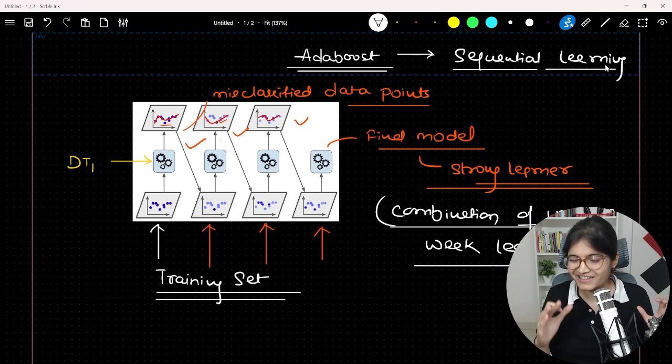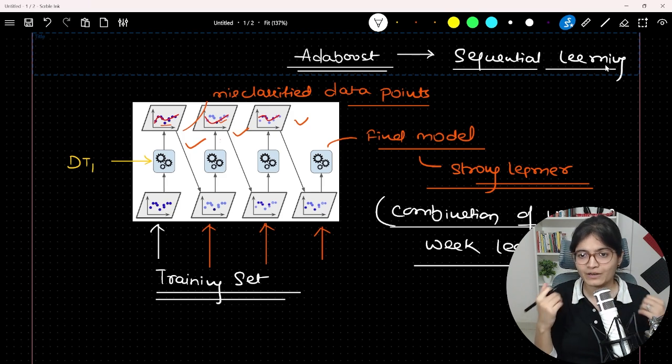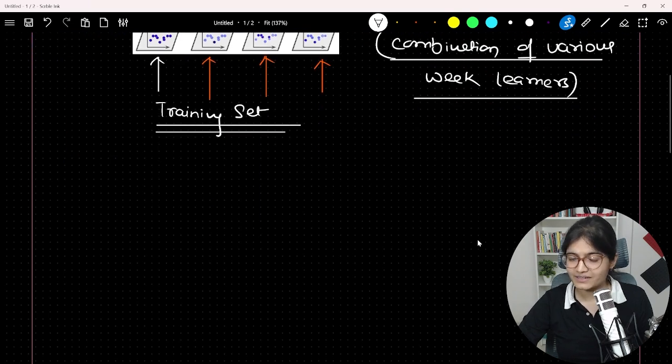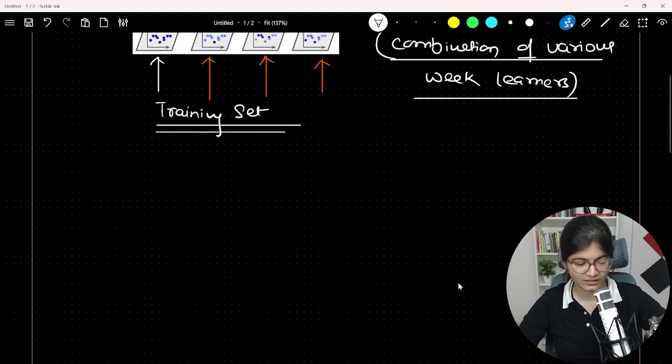This model is basically doing nothing but sequential learning, combining all the weak learners, and will give us a strong learner at the end of the day. That's the core idea, right? Now, let's see the maths behind how this is working internally. Please try to listen to the maths very, very carefully. Some people got confused about how things are happening.